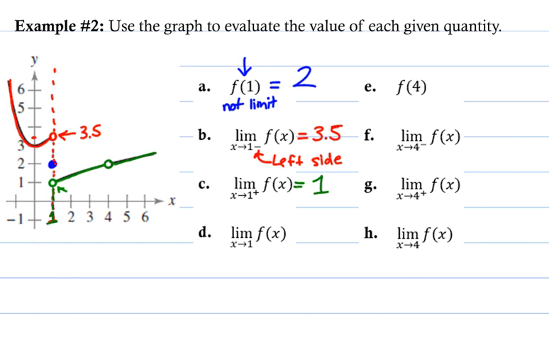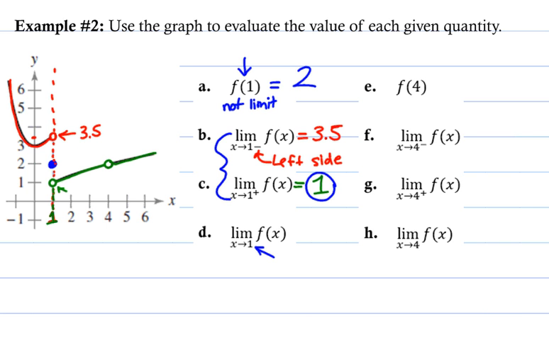D. The limit as x approaches 1. There is no positive or negative right next to the 1. So therefore, this is the overall limit. And in order to answer the overall limit, I need the limits from B and C. I need the left and the right. I need to compare these numbers.